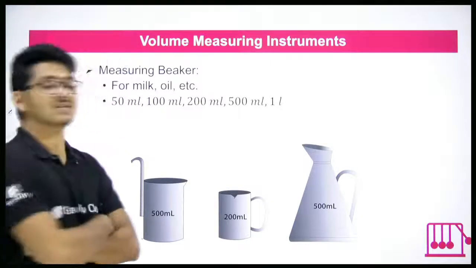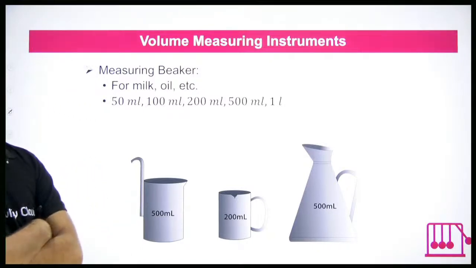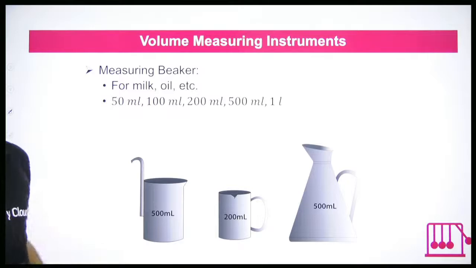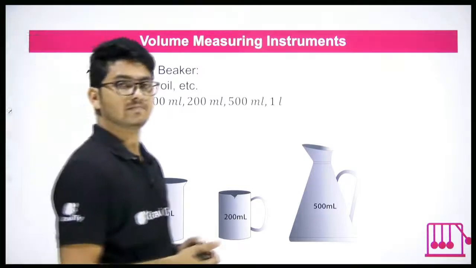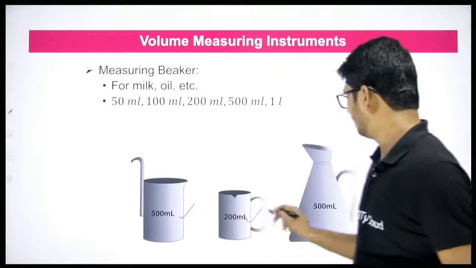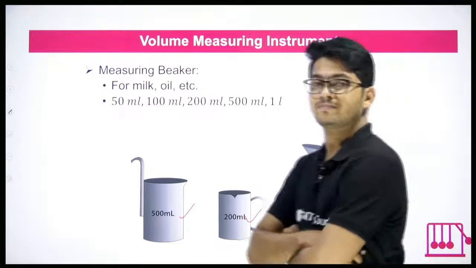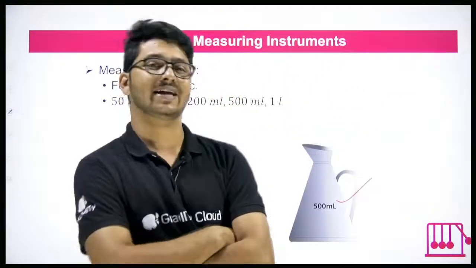They use these jars to measure what? To measure the volume of milk. That's why we call it a measuring jar or measuring beaker. Okay, again they can be of different capacities. You can see 500 ml, 200 ml or 500 ml. Different shapes, different volume. Again, they are used in kirana shops also.